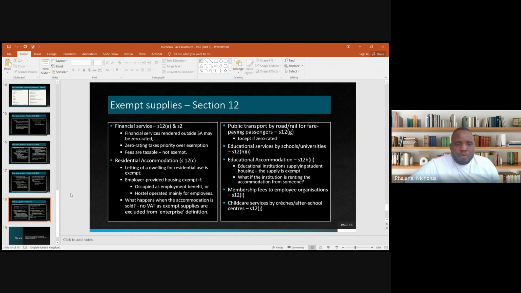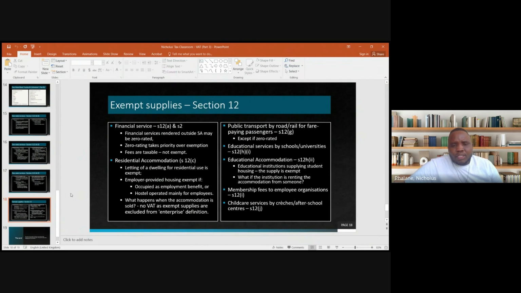Basically, residential accommodation. So the supply or provision of residential accommodation is exempt in terms of Section 12C. Then when we're looking at employers, employer provided housing is exempt if occupied as an employment benefit or hostel operated mainly for employees, right? Then that employer provided housing is exempted, right?